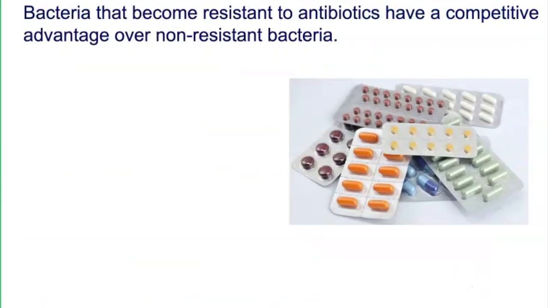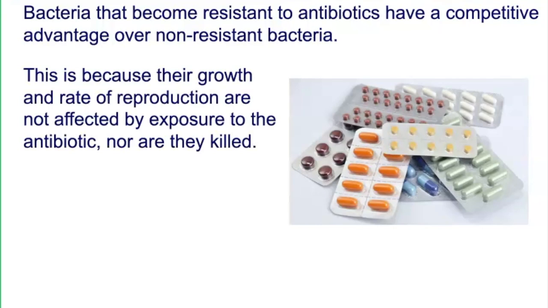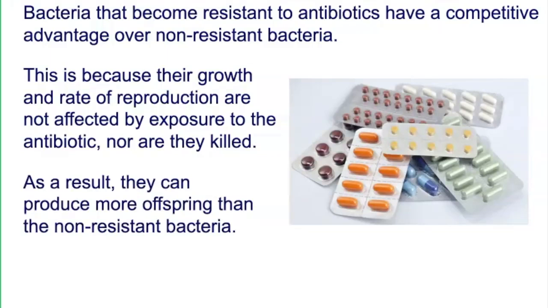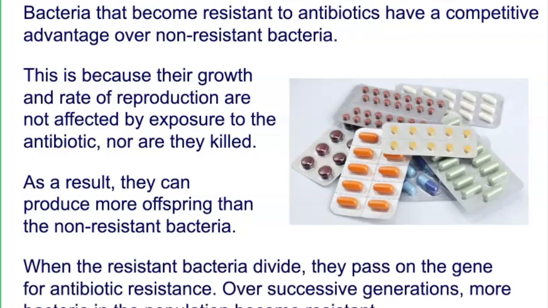So why does antibiotic resistance occur? Bacteria that become resistant to antibiotics have a competitive advantage over non-resistant bacteria. This is because their growth and rate of reproduction are not affected by exposure to the antibiotic, nor are they killed. As a result, they can produce more offspring than the non-resistant bacteria. When the resistant bacteria divide, they pass on the gene for antibiotic resistance. Over successive generations, more bacteria in the population become resistant.